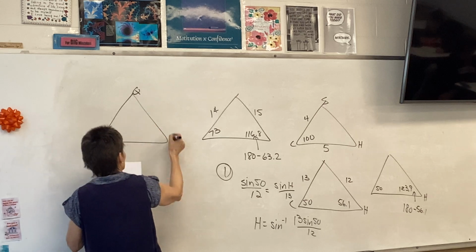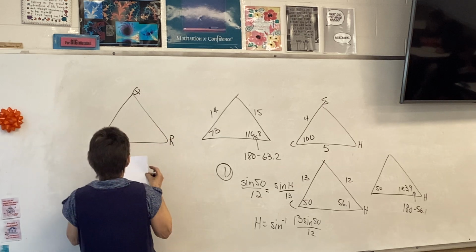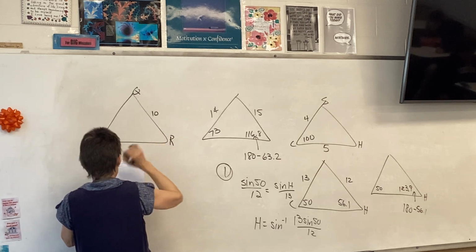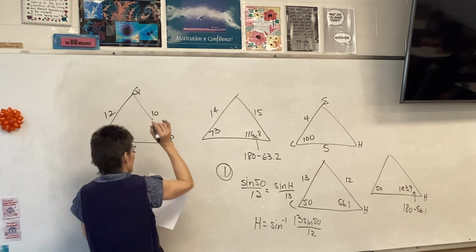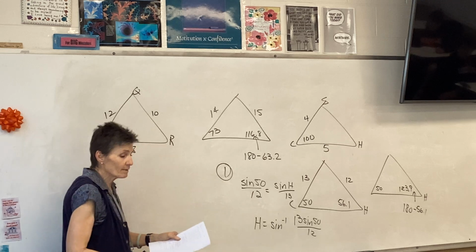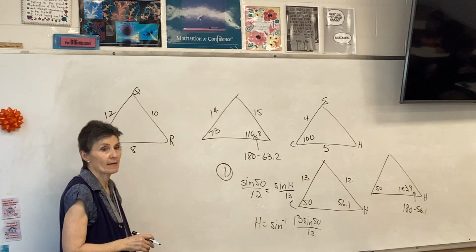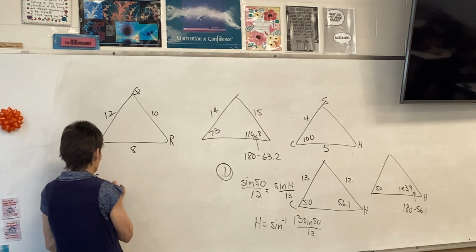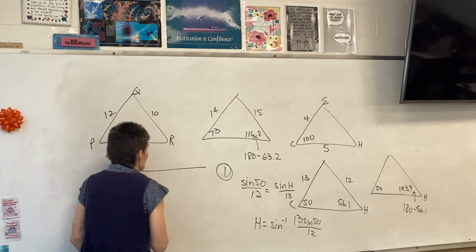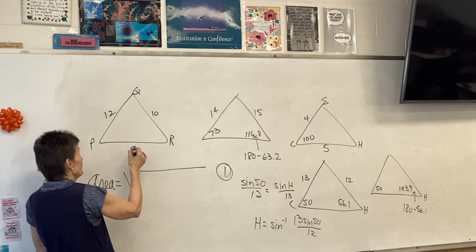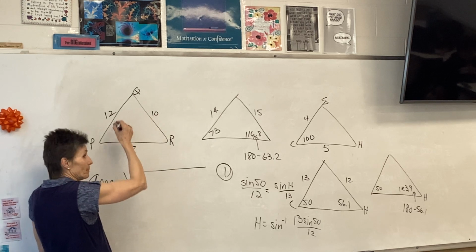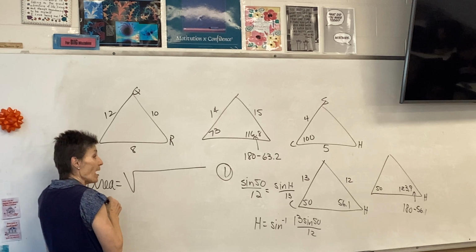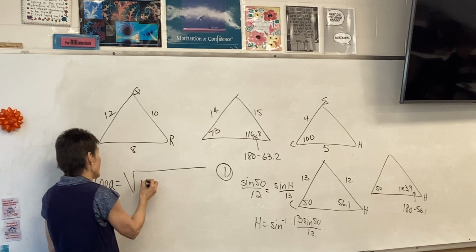All right, so here's PQR, and side P is 10, side Q is 8, and side R is 12. If you're going to find the area of this triangle, we'll use Heron's formula. The first thing we do is add them all up, and we get 30. So half of 30 is 15.